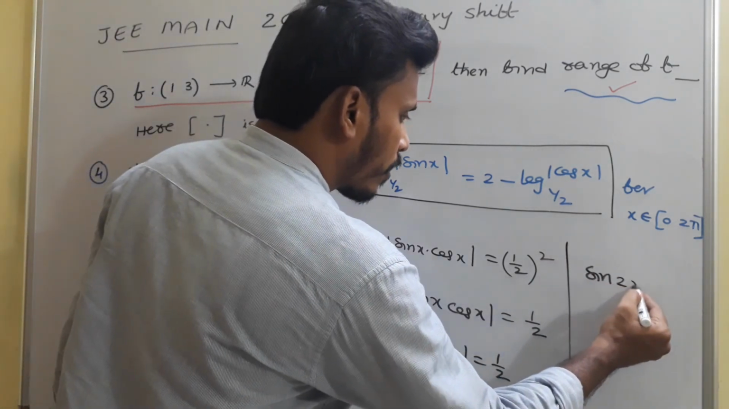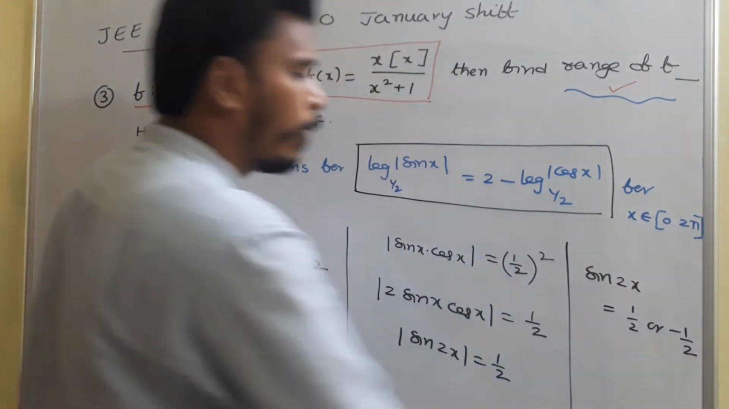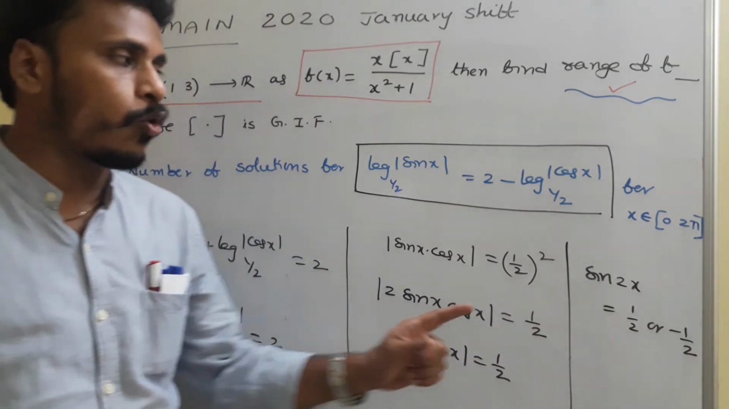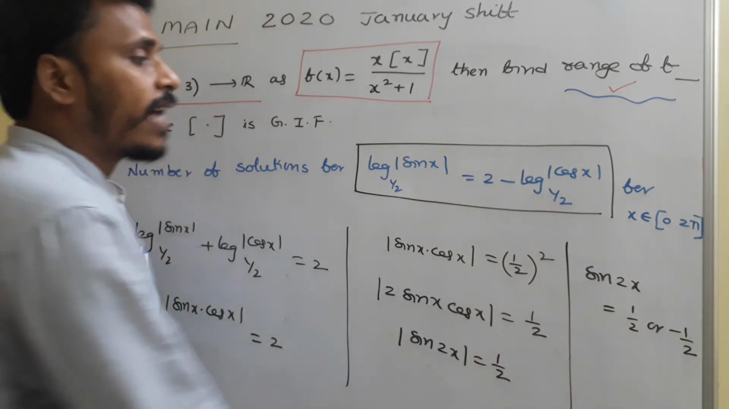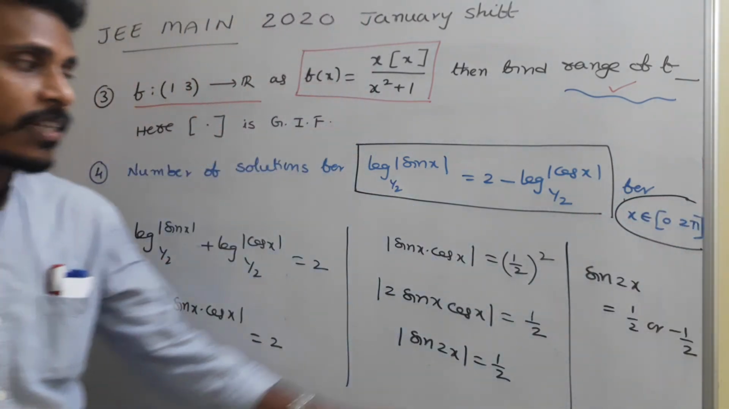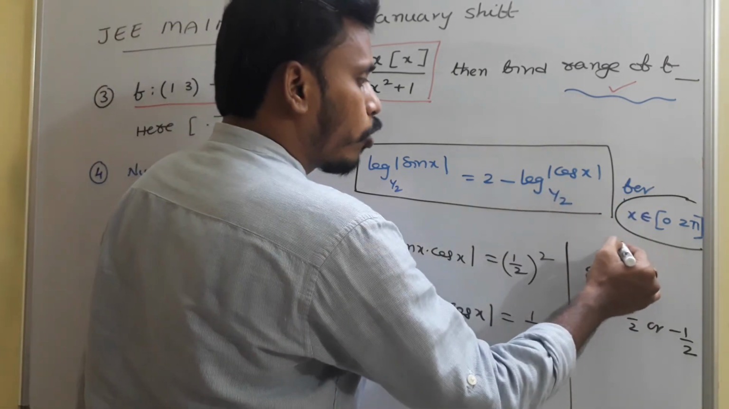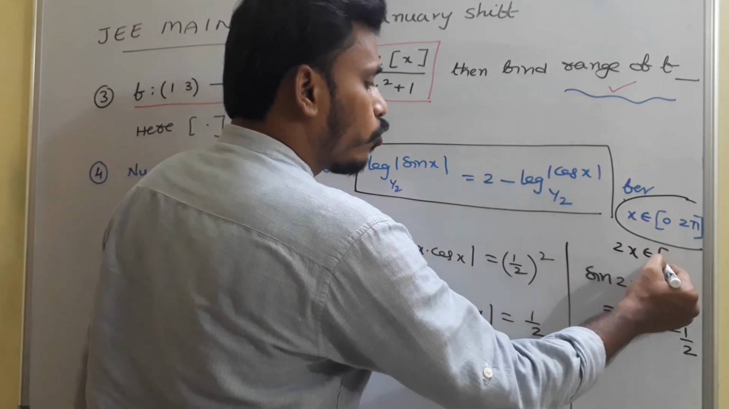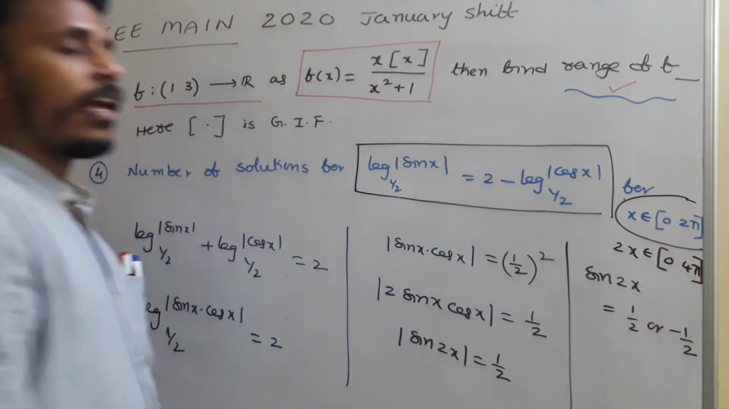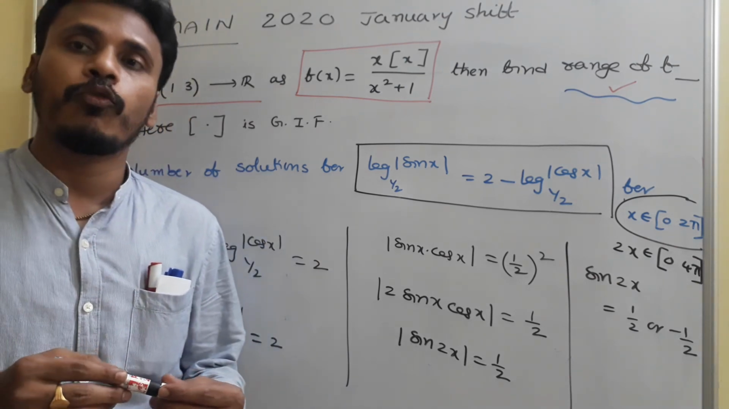What it means? Sin 2x is equals to 1 by 2 or minus 1 by 2. So sin 2x has two possible values, 1 by 2 or minus 1 by 2. And as x is given in the range 0 to 2 pi, but here sin 2x is involved. When you multiply with 2, 2x is from 0 to 4 pi. Since x is there from 0 to 2 pi, 2x value will lie from 0 to 4 pi.